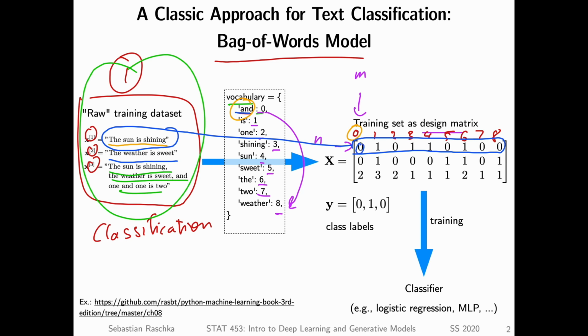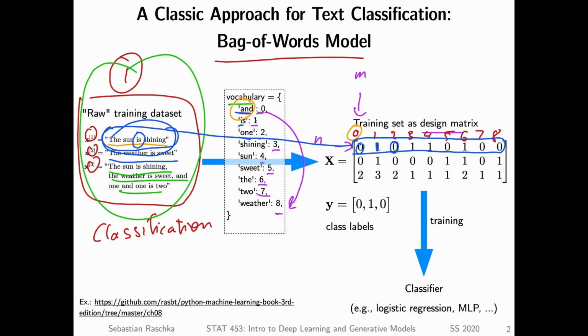Does it contain the word "is"? So it's my second entry. Does it contain "is"? Yes, it does. It contains "is", so I put a 1 here. Next, I look at the word "one". "One", is it in this training example here? No, it is not, so I put a 0 here, and I continue this for the whole vocabulary.